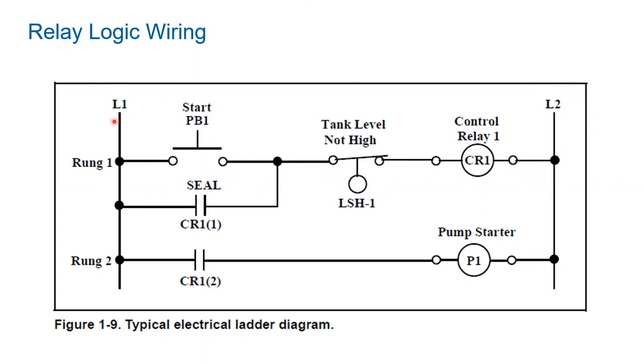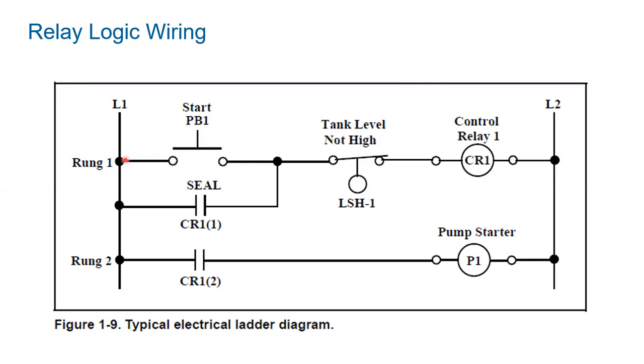But the way we read this is, we have the rails and we have the rungs. The first rung we come to, we label them rung one, rung two. That way this is also easier for us to troubleshoot. So power is flowing. Power comes here. It comes to the start push button. Right now the start push button is open. I'm not pressing it, so there's no path across here. So kind of like a dead end, right?